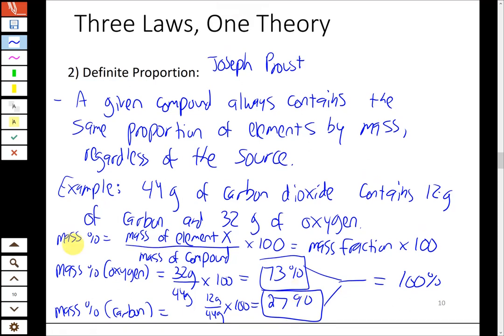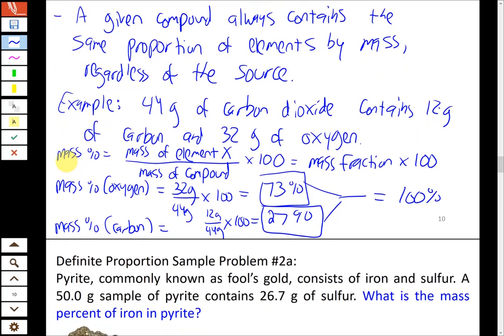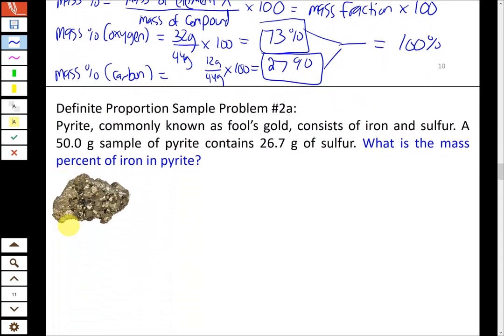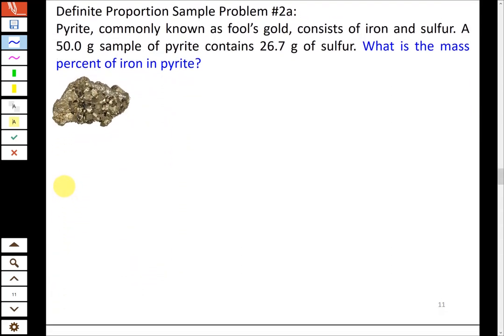All right, so that's going to be the law of definite proportion. So let's do a couple of example numerical problems related to this. Okay, so the first one here is about pyrite, which you may have heard of as fool's gold, and that consists of iron and sulfur. So a 50-gram sample of pyrite contains 26.7 grams of sulfur. What is the mass percent of iron in pyrite?